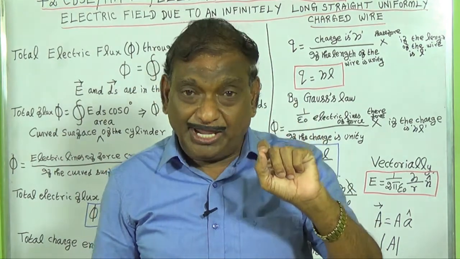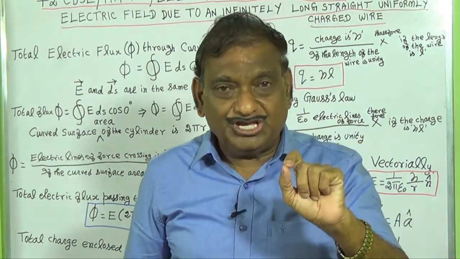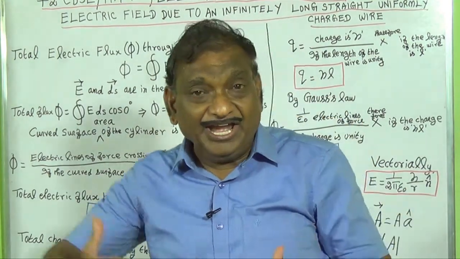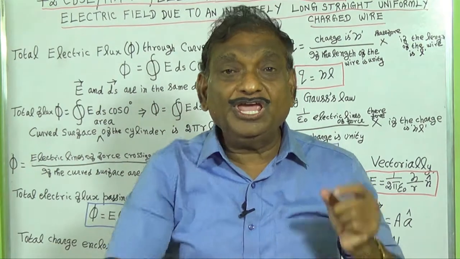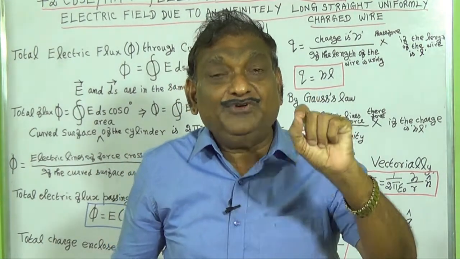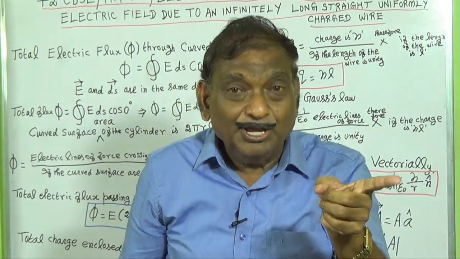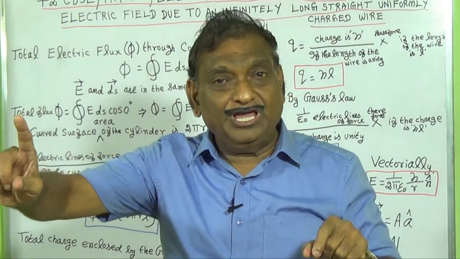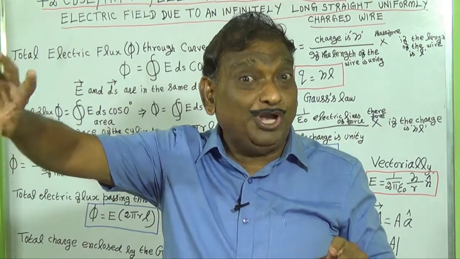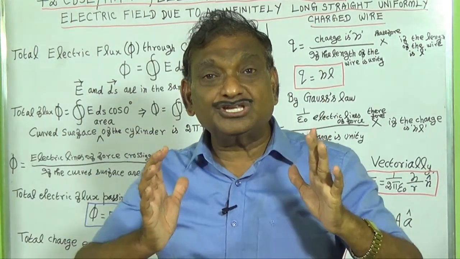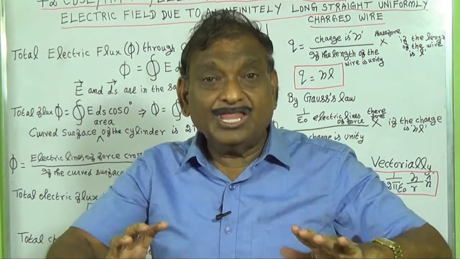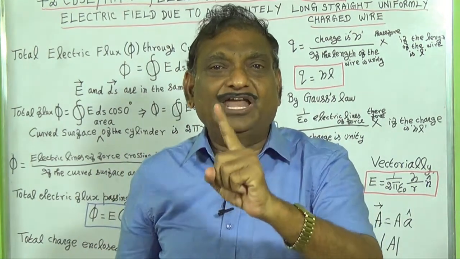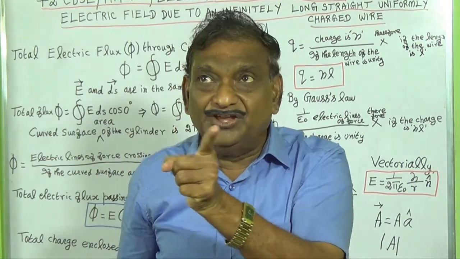But at the same time, if the charge is minus Q, the direction of the electric field is radially inward. Why here is the direction of the electric field radially inward? Because the charge taken is negative. The electric field is the force experienced by a unit positive charge. Here the charges are unlike charges. The unlike charges will attract each other, so the direction of the electric field is radially inward.